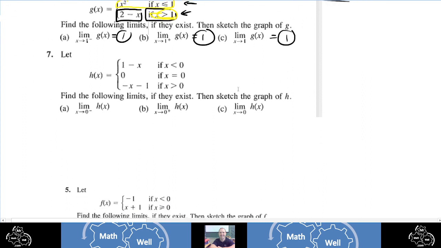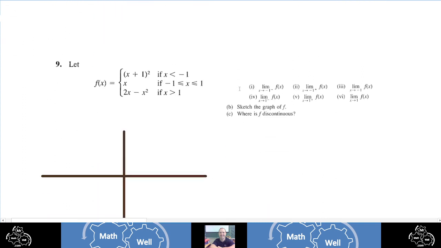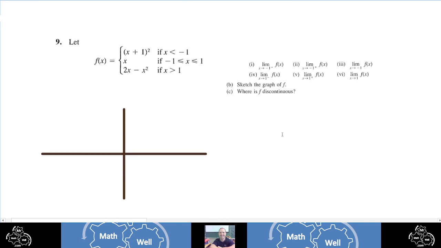So, I don't know. Do I need to do 7? Let's see. I don't know. 5. What's going on there? 9. Niner. Okay, maybe let's take a look at 9. 9's got 3 sections, no problem.